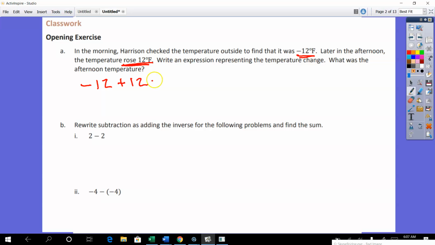The afternoon temperature. Okay, so not an equal sign. We are writing an expression, so we don't have an equal sign. So the temperature was 0 degrees Fahrenheit.